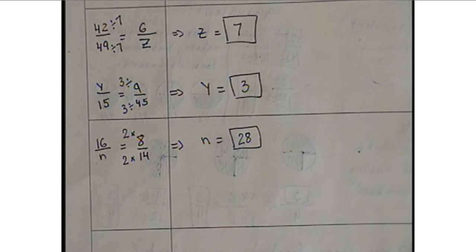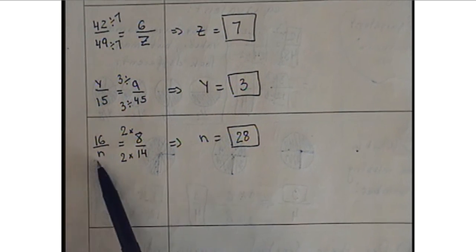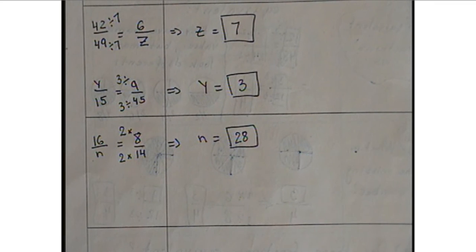Alright, so I hope it makes sense. How do we simplify fractions and how we compare them if they're equivalent, and also if we have equations, how do we get the missing number or the unknown variable here.